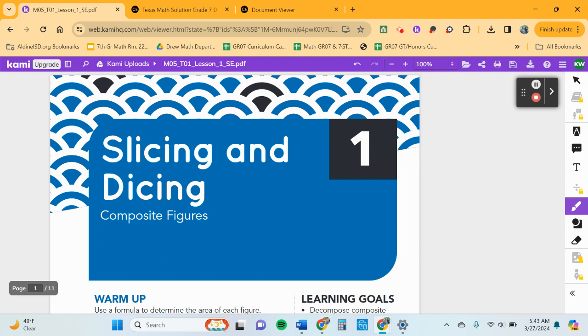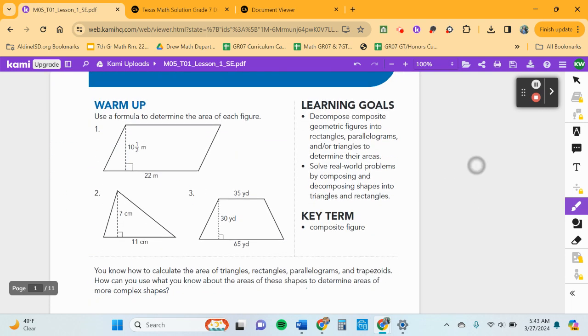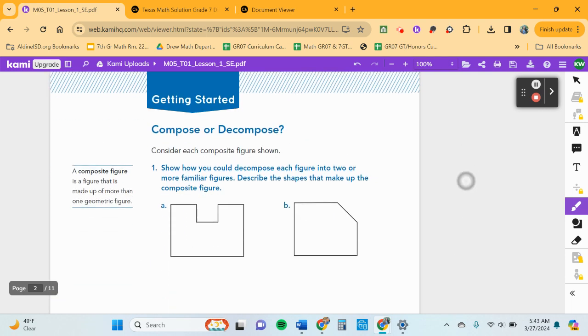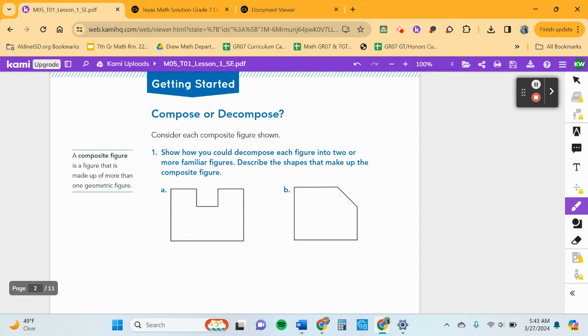We are starting a brand new module, and this module focuses on geometry. We're starting today with slicing and dicing. We're talking about composite figures. So let's get started with the getting started.